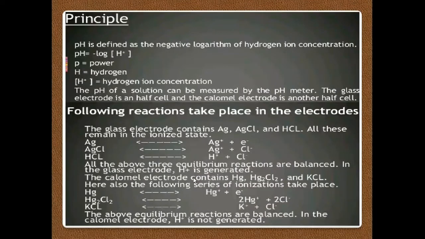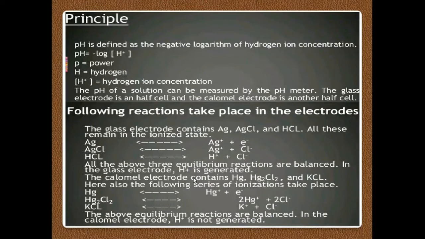pH: p is power, H is hydrogen ion, H+ in the molar bracket, the hydrogen ion concentration. The pH of a solution can be measured by the pH meter. The glass electrode is a half cell, and the calomel electrode is another half cell. They both have to be compared. The following reactions take place in the electrodes.